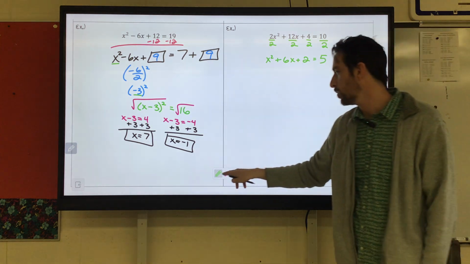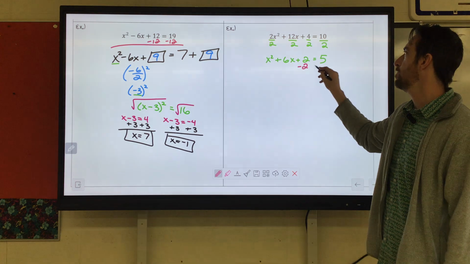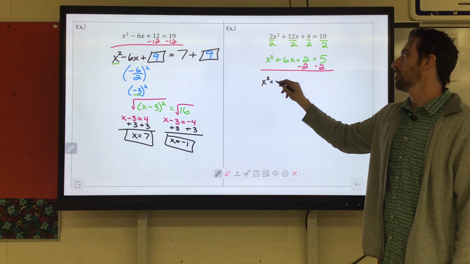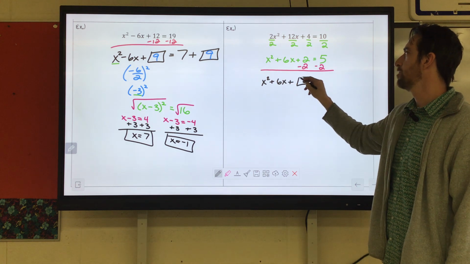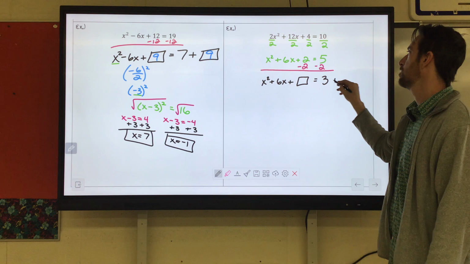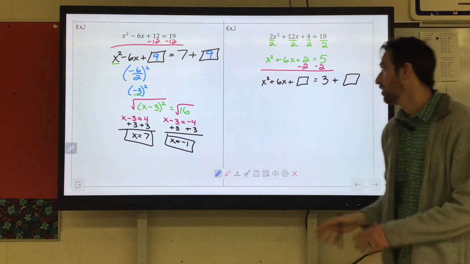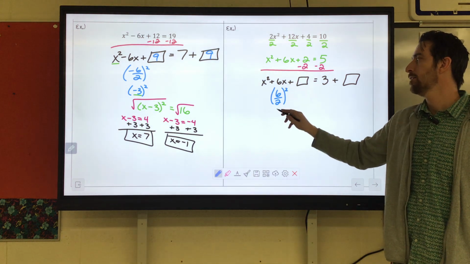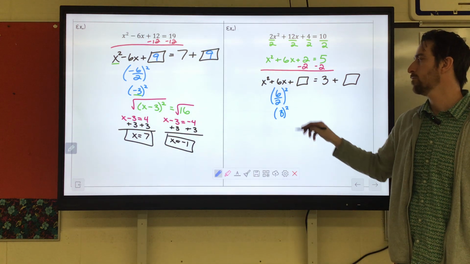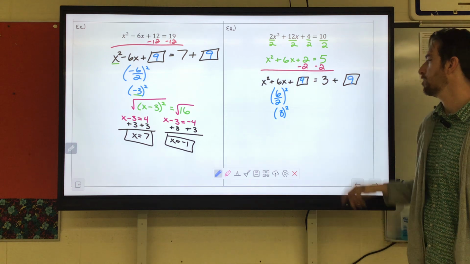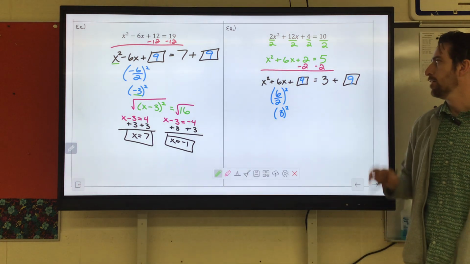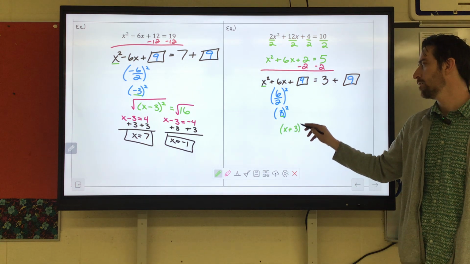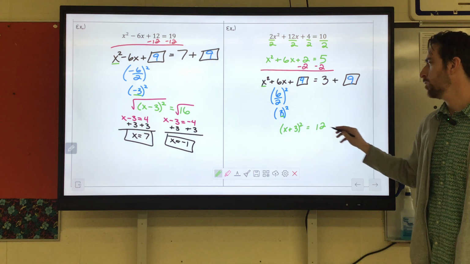Now it's like the old ones. So we're going to subtract the 2 to get that out of there. So we'll have x squared plus 6x plus blank. 5 minus 2 is 3 plus blank. We're taking our b, which is 6. We're dividing by 2 and we're squaring it. 6 divided by 2 is 3. 3 squared is 9, so plus 9 on both sides. All right, left side would factor to x plus 3 squared. Right side, 3 plus 9 is 12.